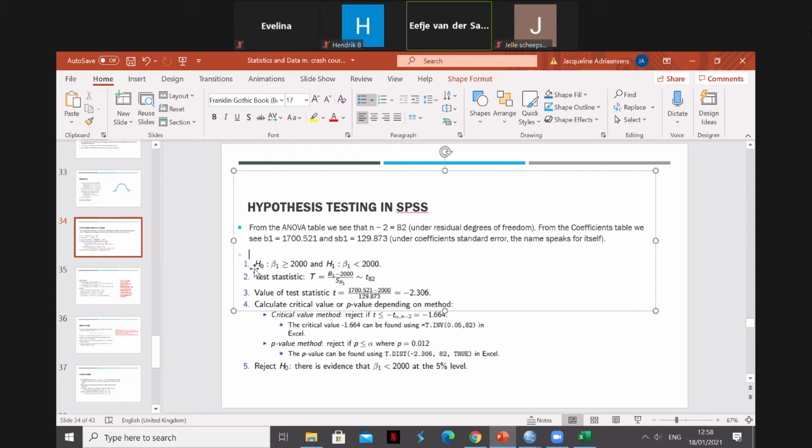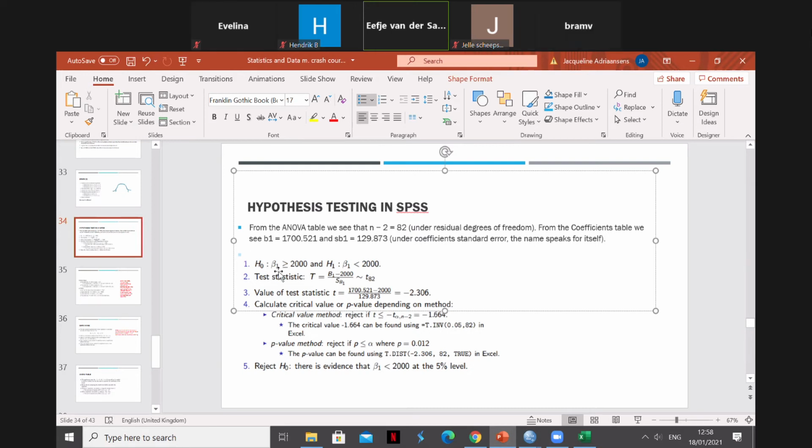First step is to write down our hypotheses. We want to test whether beta 1 is less than 2000. This is our alternative hypothesis, and the null hypothesis is that beta 1 is greater than or equal to 2000. That's the opposite. It's always the opposite, and you always include the equal sign in the null hypothesis. Okay, that's step 1.